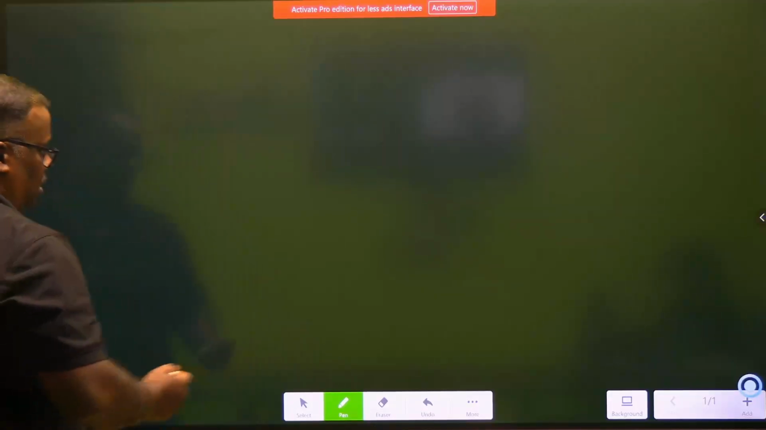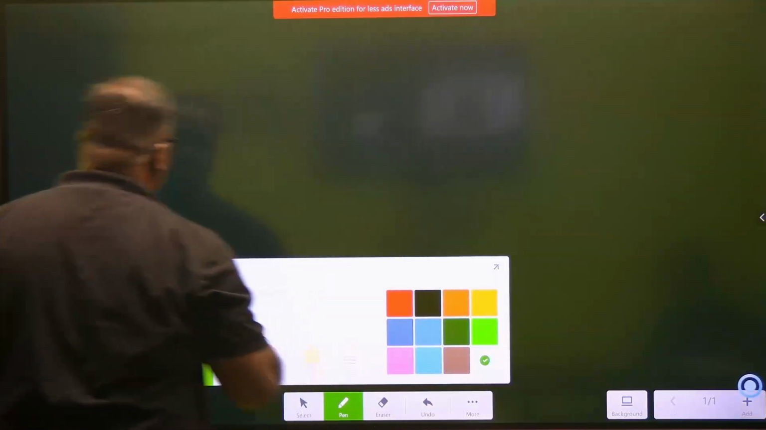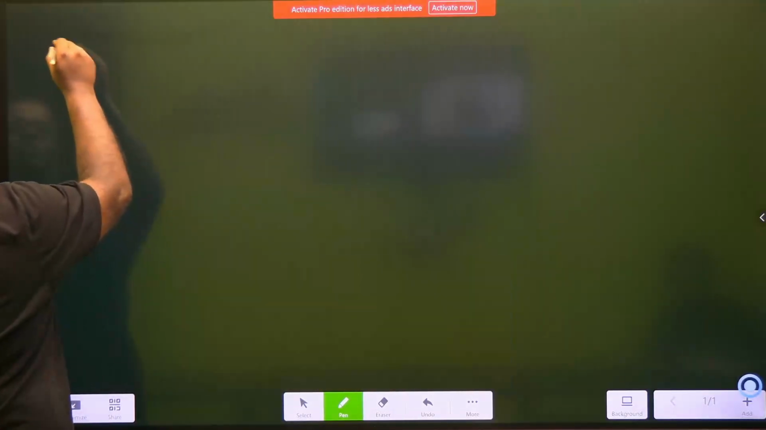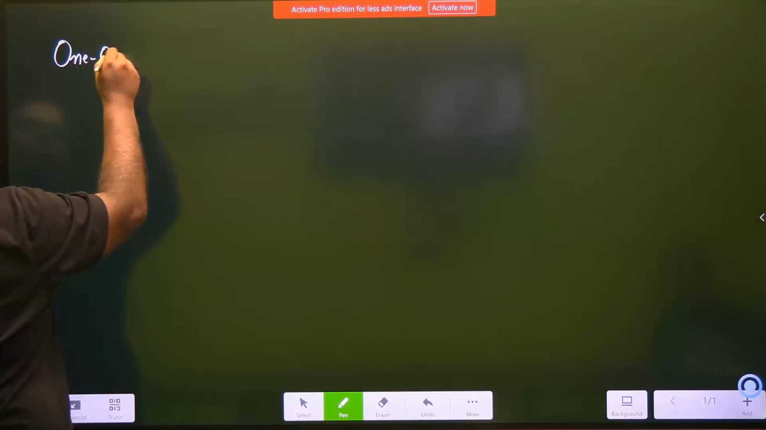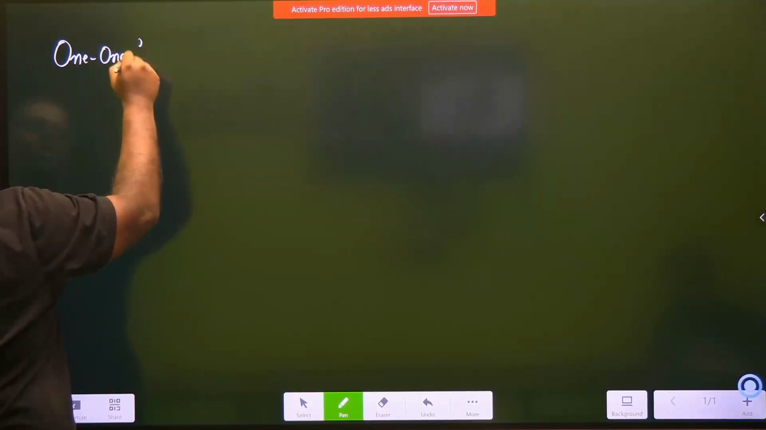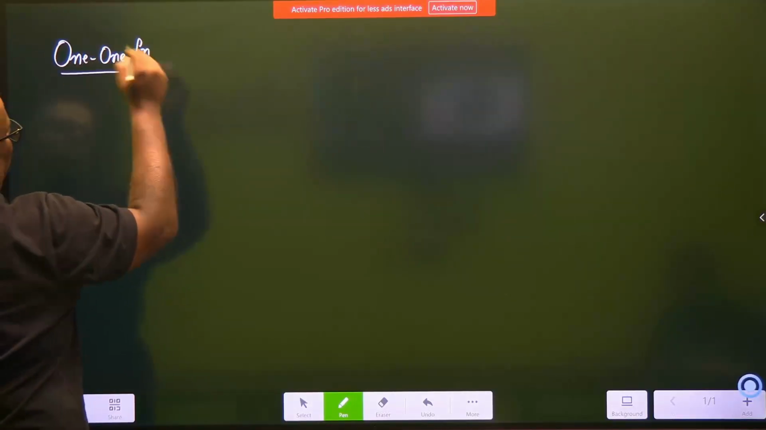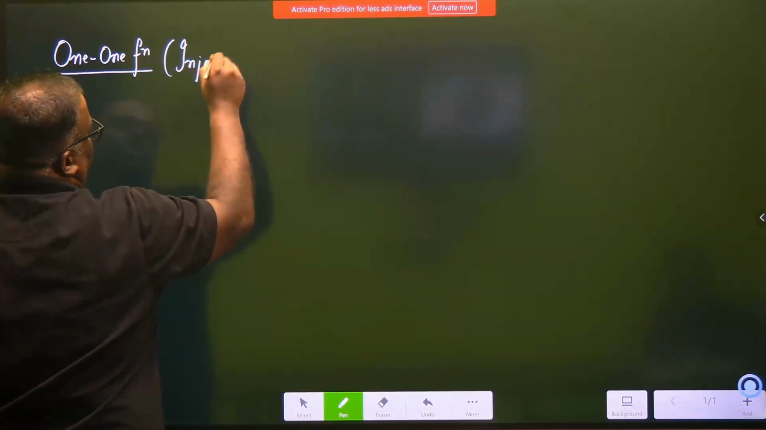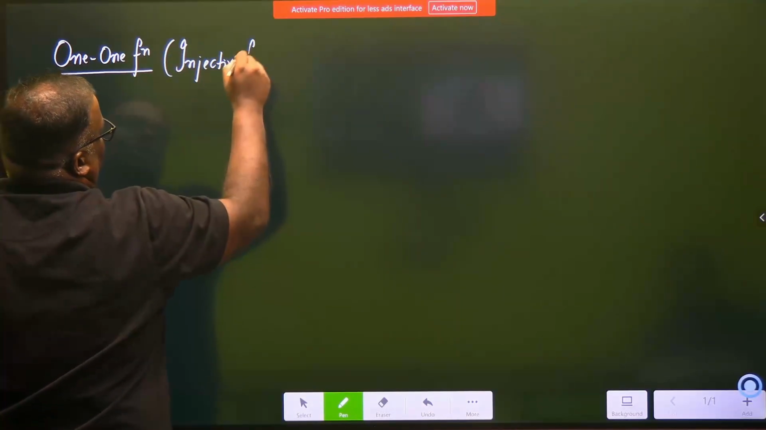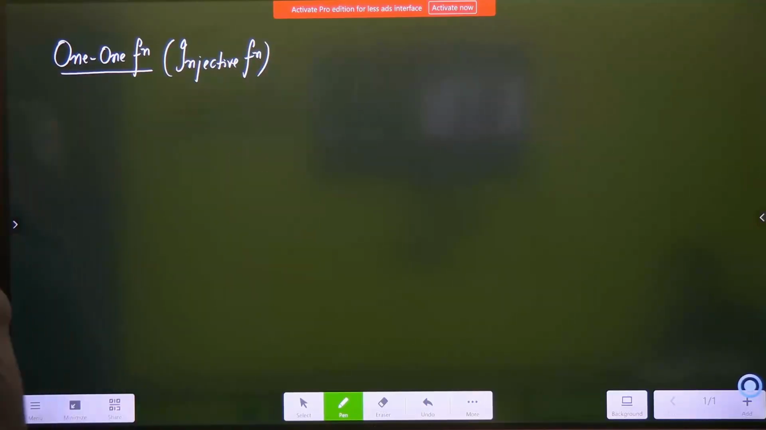So a little bit of revision as we get into the three types of functions we will be studying. The first one is known as a one-to-one or one-one function. We have discussed all these things, so we'll just have a recap. This function is also known as an injective function. Injective function. So what does a one-one function mean?